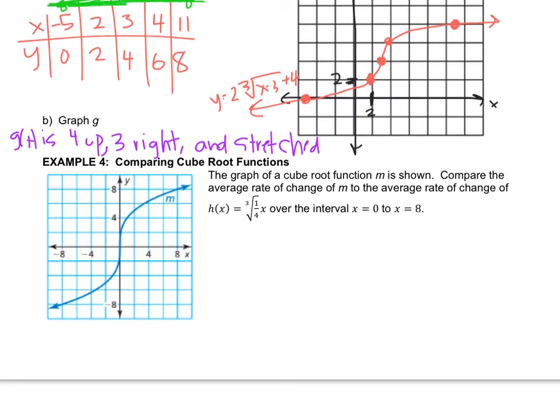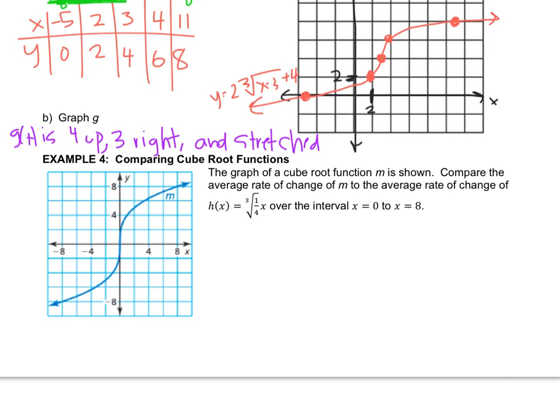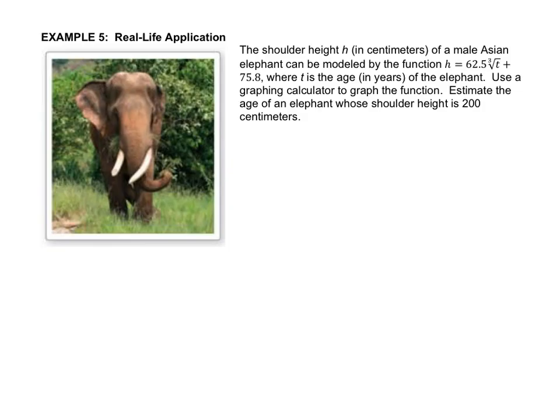All right, as we look at example 4, it wants you to talk about the average rate of change over a certain interval. I don't think that's really that important for understanding the idea of a cube root function, which is like where we all are right now at the beginner level. So we're going to skip example 4. And let's look at example 5. That has to do with a graphing calculator. So we'll hold off on that.